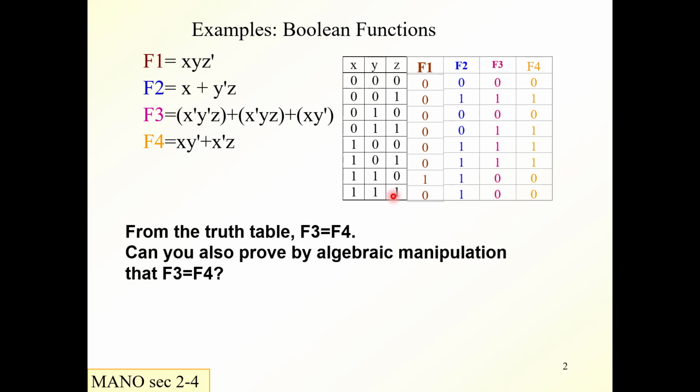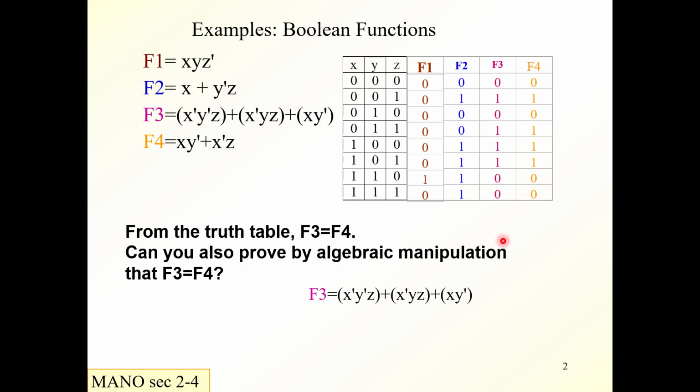Now, from the truth table, you see that f3 is equal to f4. f3 is this. How do I know this? Look at the values 0, 0, 1, 1, 0, 0, and so on. So f3 is equal to f4. We can prove this algebraically by algebraic manipulation using the theorems that we have learned.